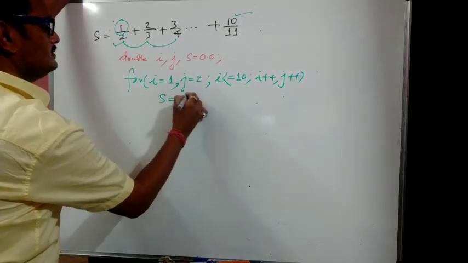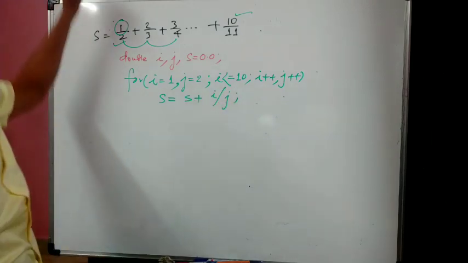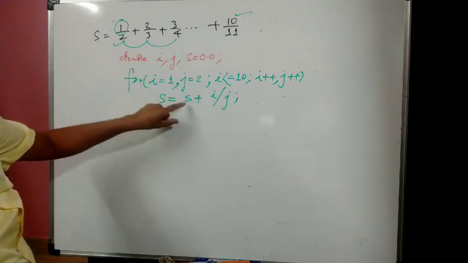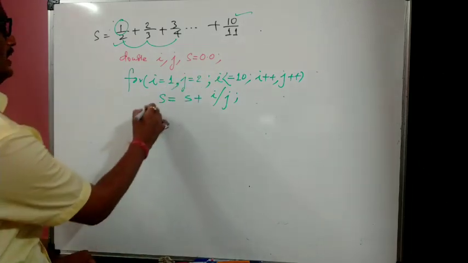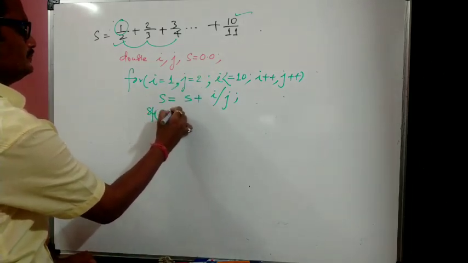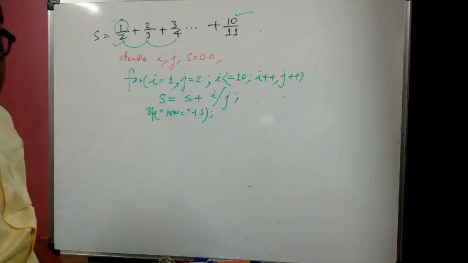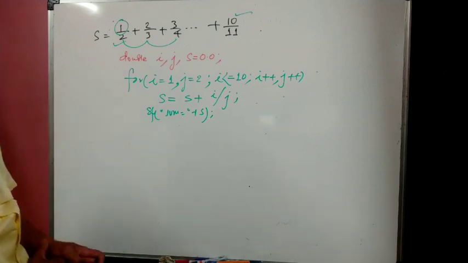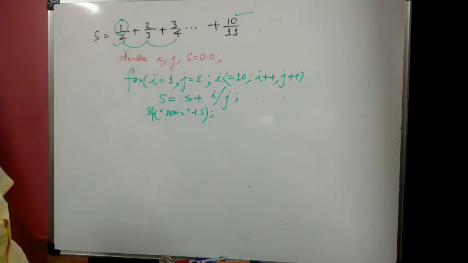And here s is equal to s plus i by j. So 1 by 2, we will get the correct answer and it will be stored in s. The second time, the value of s plus 2 by 3, and so on. And outside of the loop you write sum is equal to s. We will get the correct answer. This is logic number 1. If you don't want to initialize two variables, with multiple initialization, one more method is there.